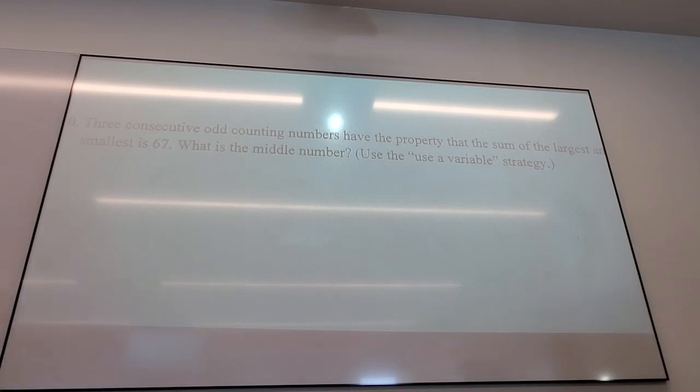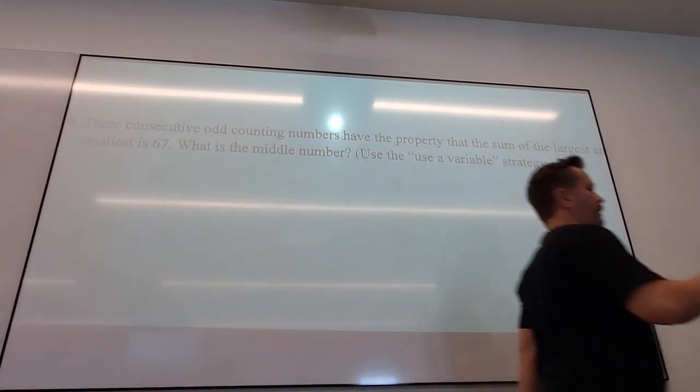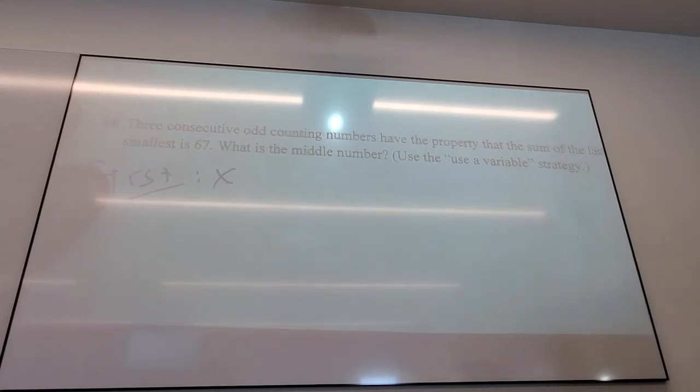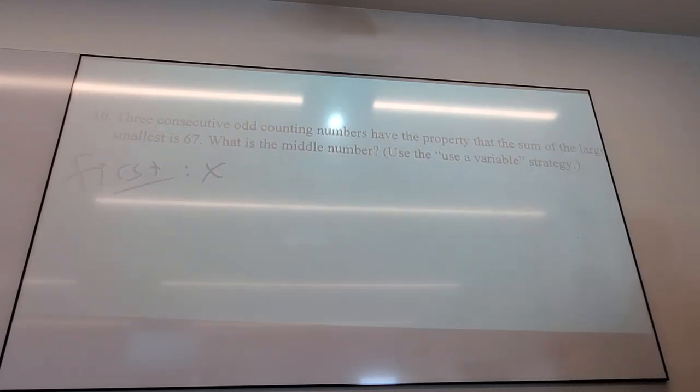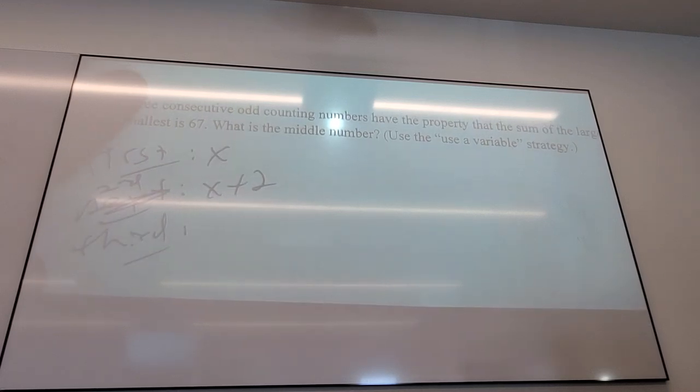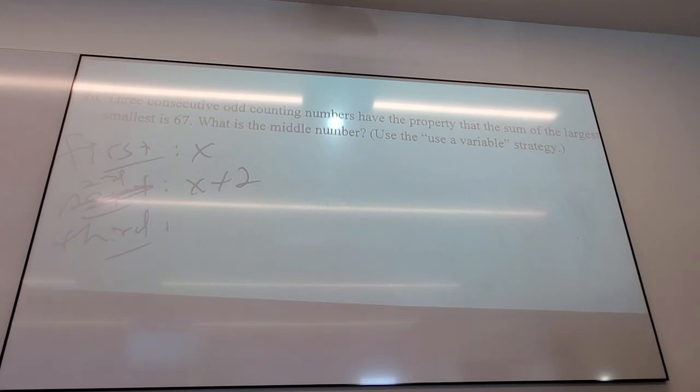So when we don't know something, what do we assume it is? In algebra, what do you do when there's something you don't know? You call it x. You can call it n, you can call it x. So let's call it x. The first one is x. What must the second one be? x plus 2. And then the third one would be x plus 4.